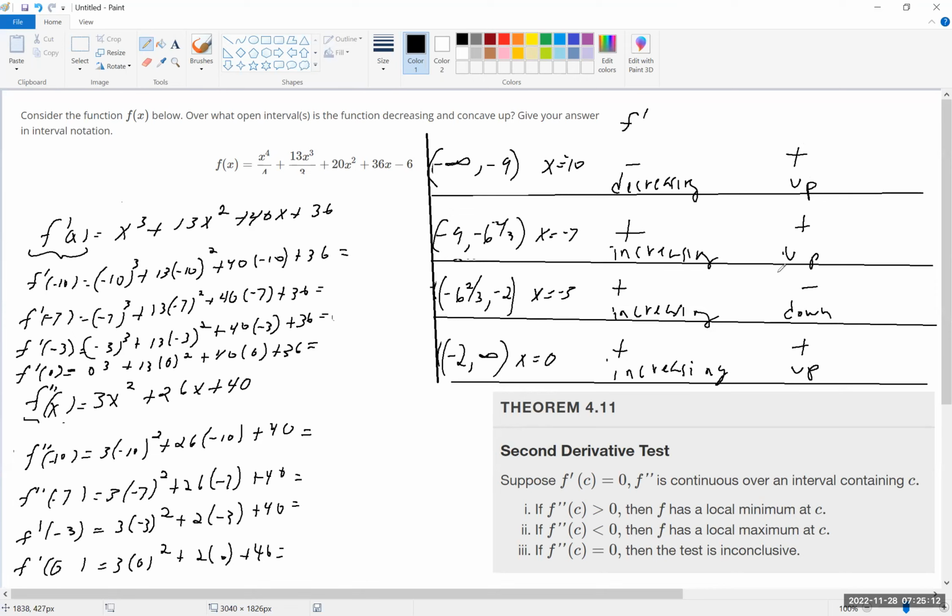And now I can look for intervals where it's decreasing and concave up. And that would be this interval right here. So quite a long problem, but that's how you find the answer there.